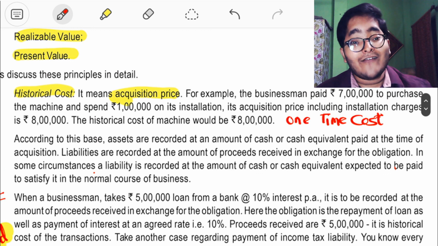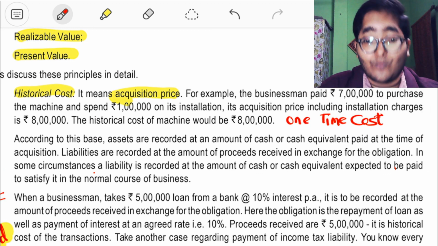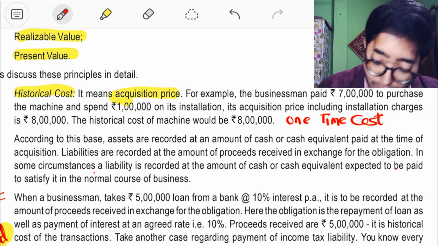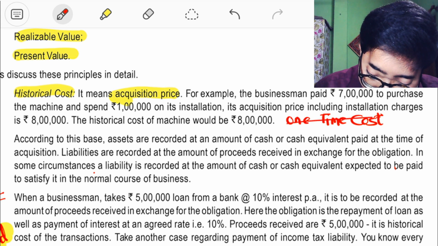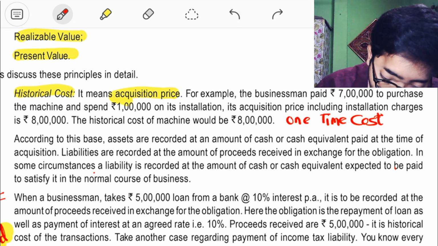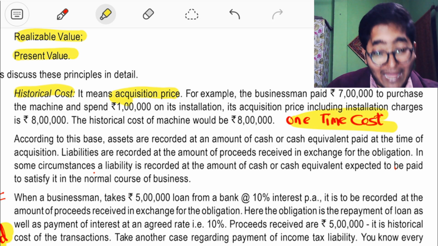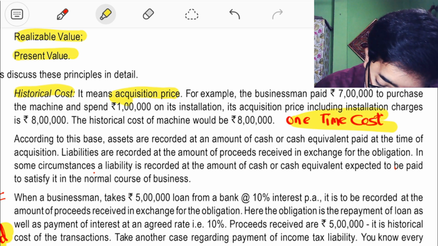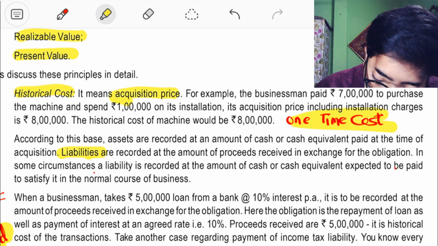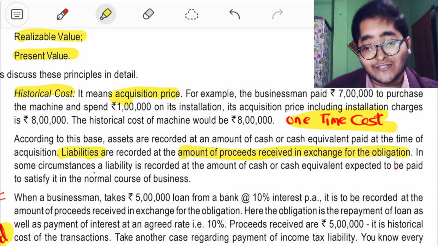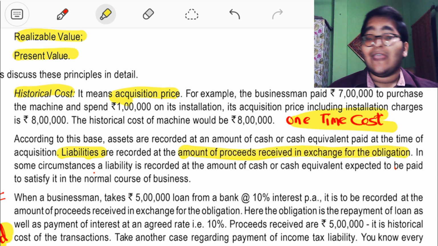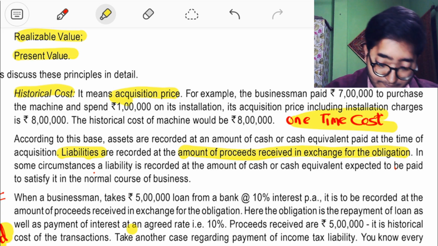So, what we have learned, historical cost is the acquisition price. It is the one-time cost for the company. And for a liability, the amount of proceeds received in exchange of that obligation is the historical cost.